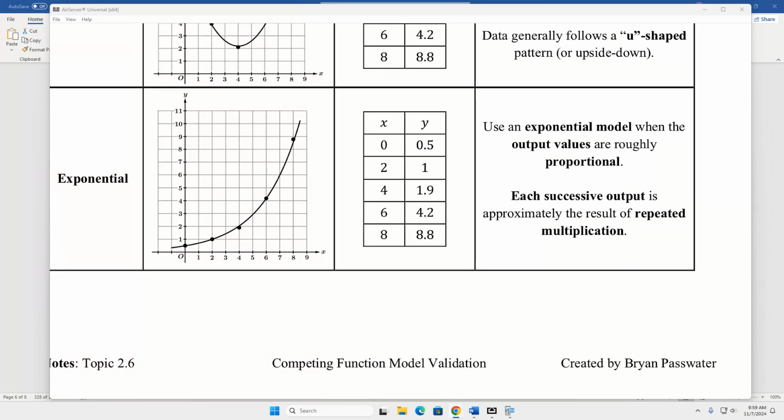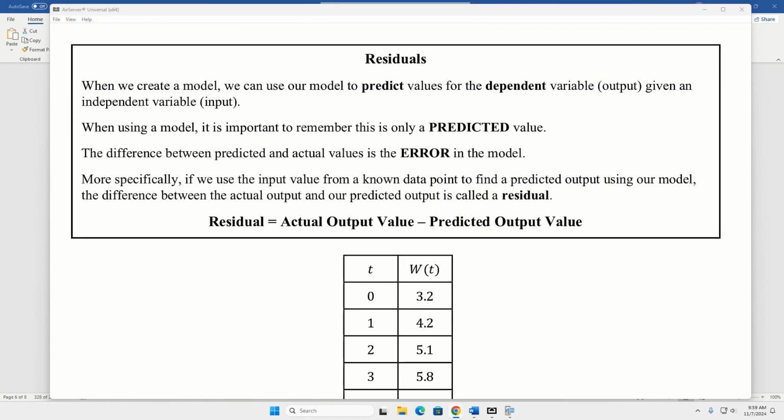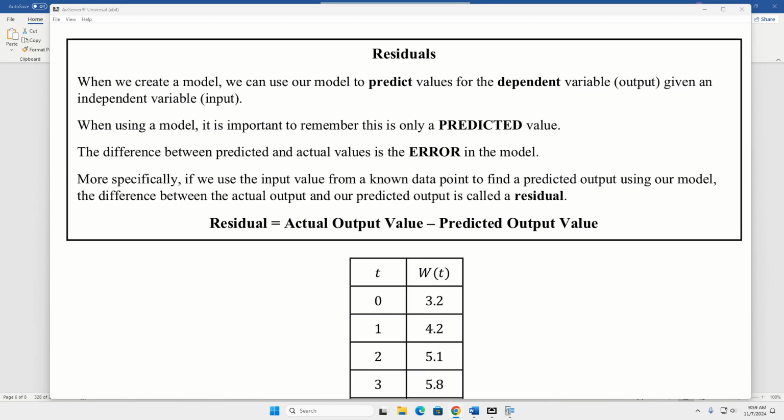And then exponential is the newest one we've talked about. On the output values, they are roughly proportional, or each successive output value is the result of repeated multiplication. So none of the activities you did yesterday were exponential. There is an M&M exponential activity, but you do it in Algebra 2, so I didn't want to do it again. That was the one where you eat the ones with the M's that were facing up. You guys remember doing that? That's exponential because they're decreasing by about a half each time, or you're multiplying by a half.